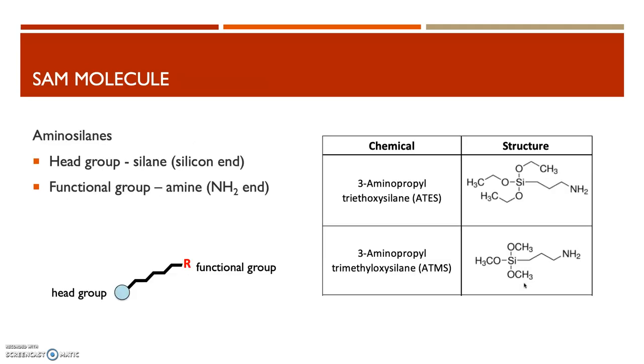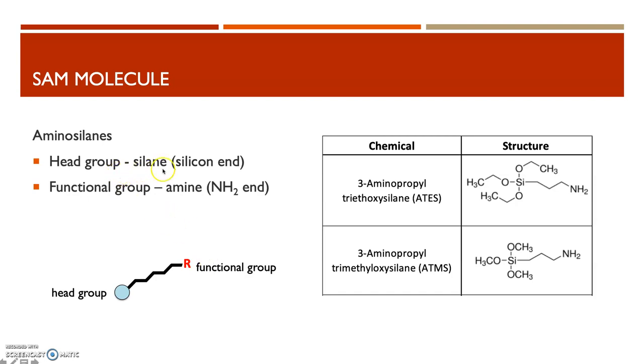The SAM molecules that you're going to be working with this week are amino silanes. So when we talked about SAMs in the first week of lab, we told you a little bit about the structure of a self-assembled monolayer molecule, right? There's a head group, and that attaches to the surface, and then there's a functional group which is now on the top, okay, on the other end of the surface.